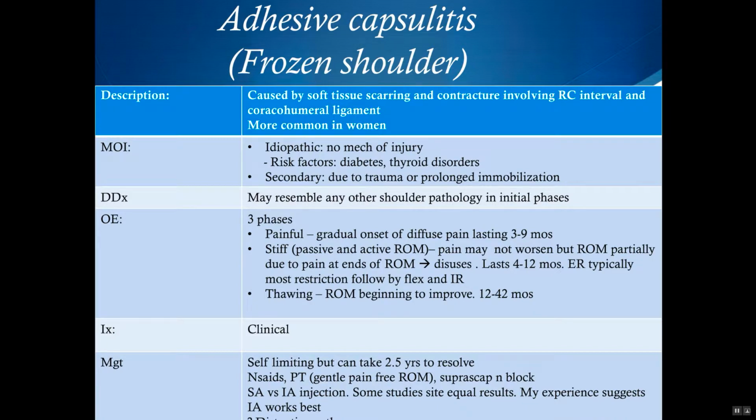Finally, if all else fails, a referral to an orthopedic surgeon can be considered for manipulation under anesthesia, as well as either arthroscopic or open shoulder surgery to essentially release the anterior capsular tissues to increase the range of motion.